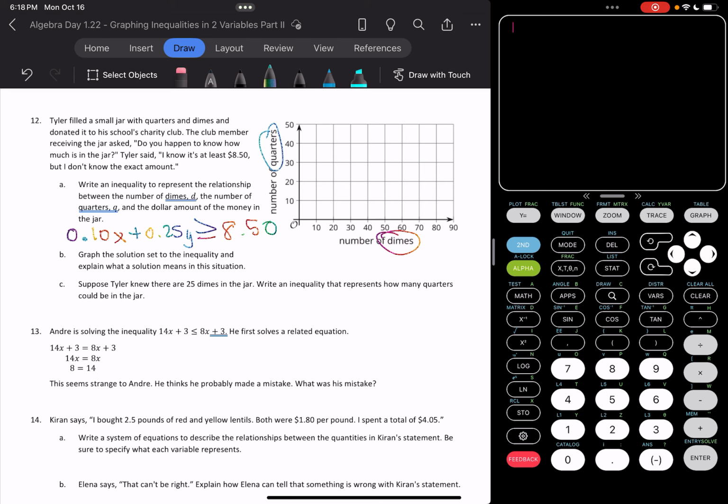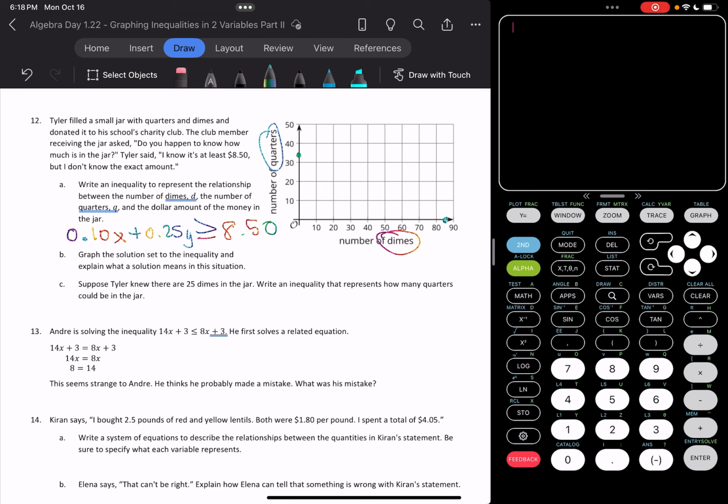So if we had no dimes and only quarters, that would be $8.50 divided by 0.25, which is 34. So that would be approximately here with 34 quarters. Okay? If we had no quarters and only dimes, we would do 8.5 divided by 0.1 is 85, so that would be here. So that gives us 2 points that we could then connect to form a line.